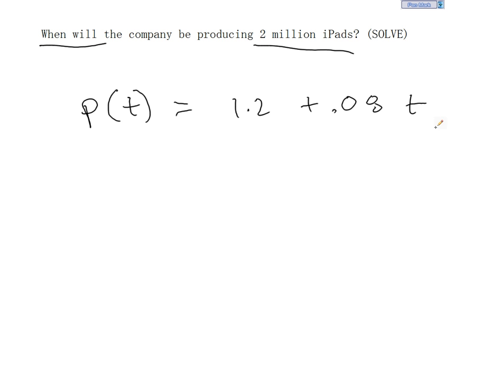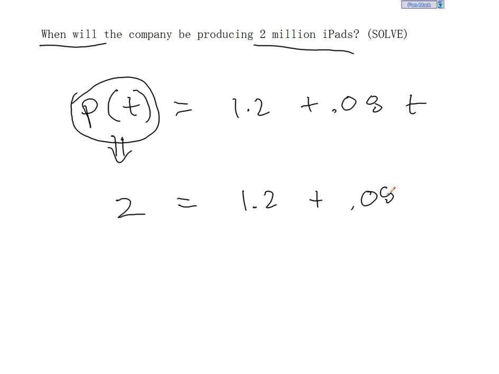It's asking us to find the time. And we know that we're producing 2 million tablets. So that goes on this side. The number of tablets, or whatever these things are, is 2 million. And I want to know what value of t will coincide with 2 million tablets being produced.